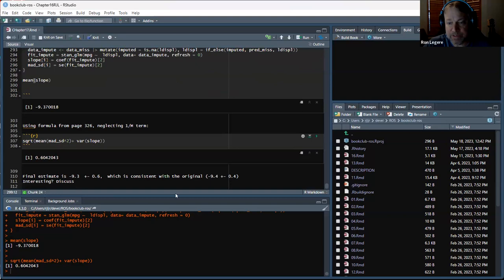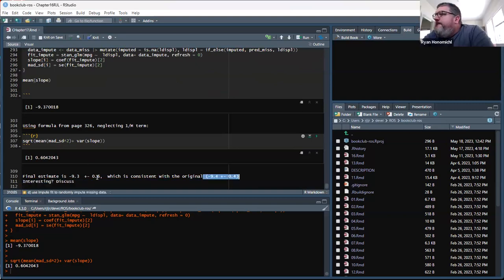So 9.3 plus minus 0.6, which is consistent with the original. Right. But with bigger error, though not as big as doing the complete case analysis, where the error was like 0.8, twice the error. But the imputation seems to have helped this fit. And that's it. I thought it was interesting.